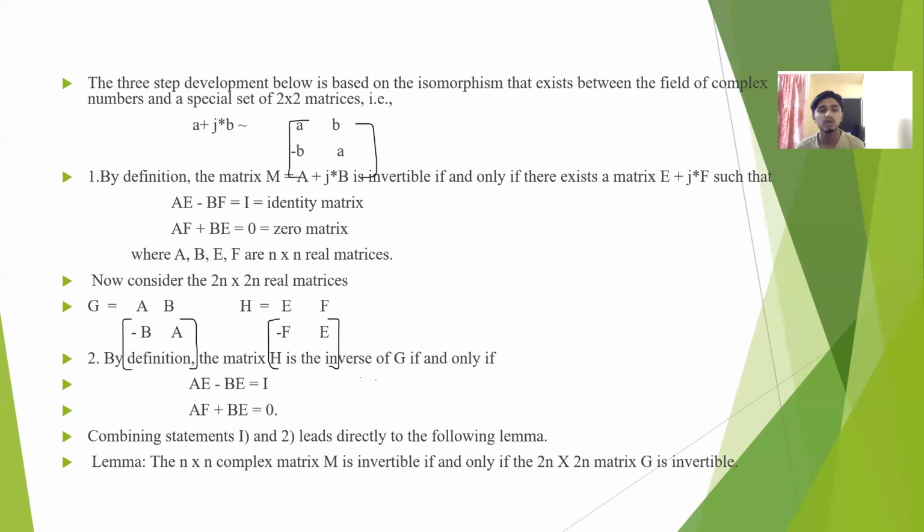Now consider the 2n-by-2n real matrices. G is equal to [A, B; minus B, A], and H is equal to [E, F; minus F, E]. By definition, the matrix H is the inverse of G if and only if AE minus BF is equal to the identity matrix and AF plus BE is equal to 0. Combining statements 1 and 2 leads directly to the following lemma. The n-by-n complex matrix M is invertible if and only if the 2n-by-2n matrix G is invertible.